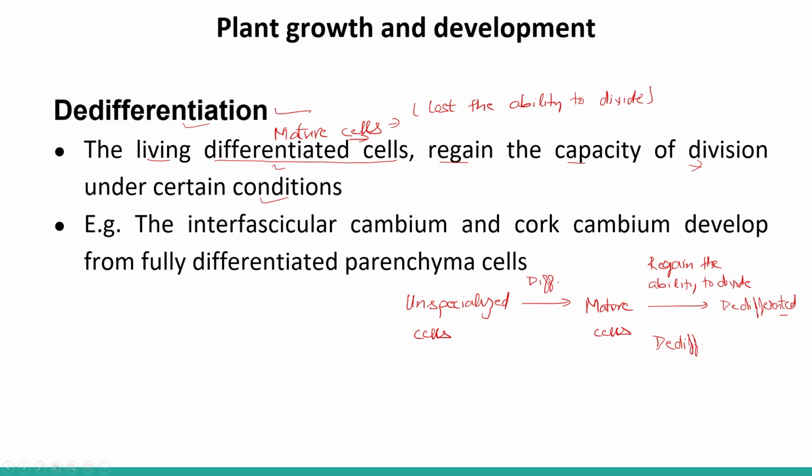One of the examples is the interfascicular cambium and the cork cambium. They develop from fully differentiated parenchyma cells. So this is the example of de-differentiation, formation of the interfascicular cambium and the cork cambium. I've already told you, the cambium contains meristematic cells, which are undifferentiated or unspecialized. So from the differentiated parenchyma cells, undifferentiated cells are formed in the interfascicular and the cork cambium. Another example you can give is a zygote.